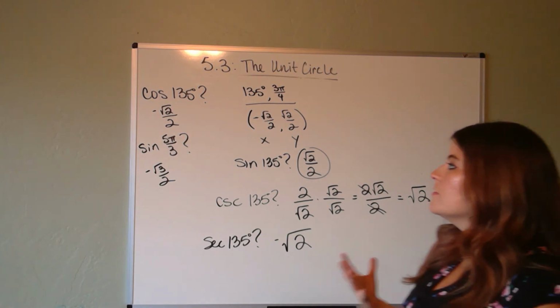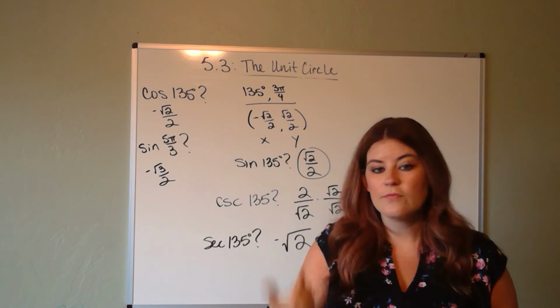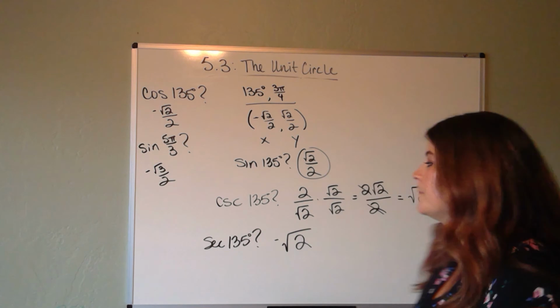So basically, if you're looking for a reciprocal function, take cosine and sine and flip them over. The sine and cosine are there for you. All you got to do is flip them.